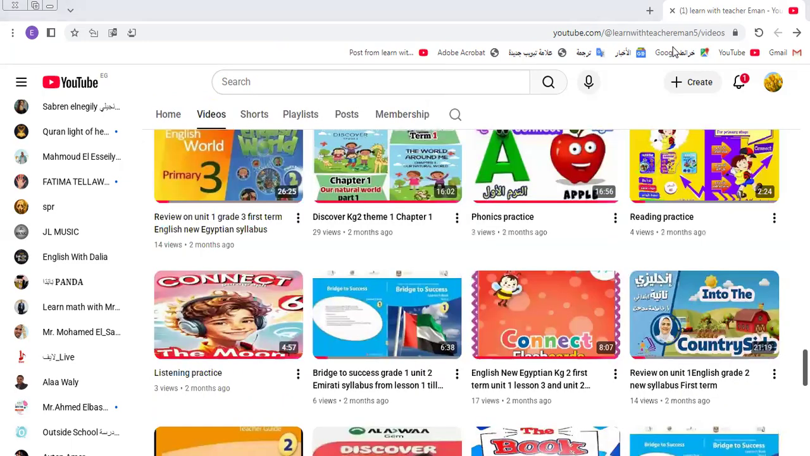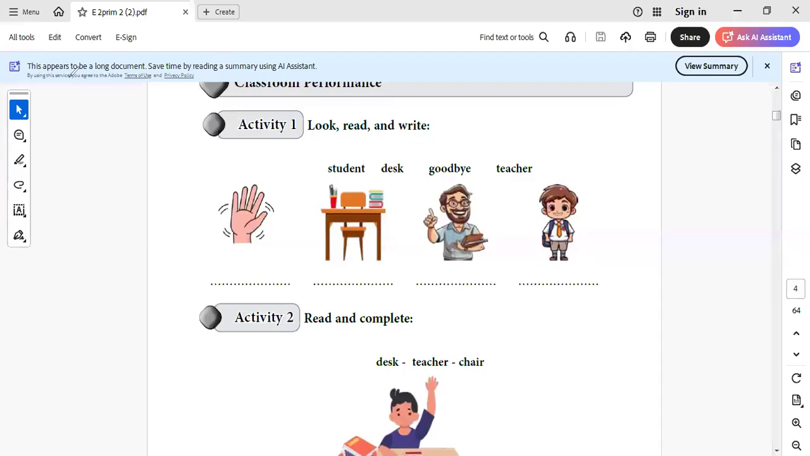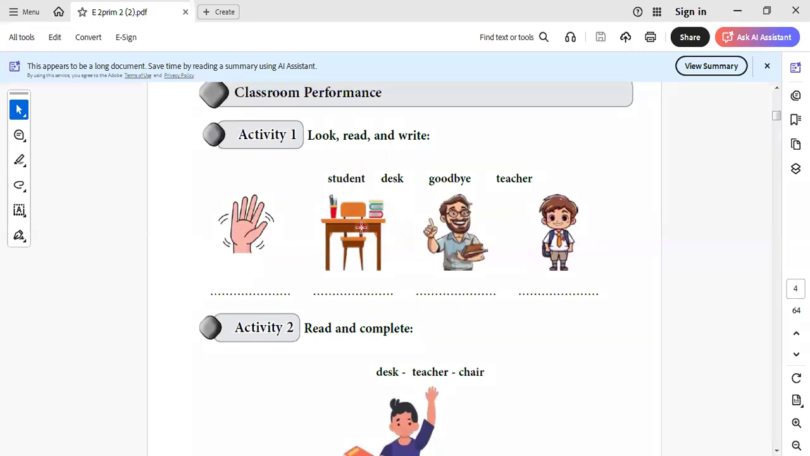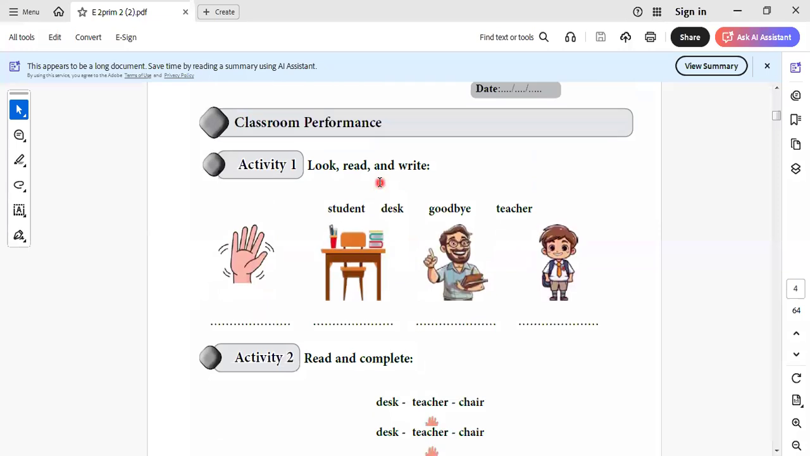Let's go to our review today. This is the evaluation book that we have with your textbook. Let's do it together. Here is the first unit, lesson 1, grading that we took before. Here we say, what does this picture refer to? It refers to goodbye. So I put here goodbye.